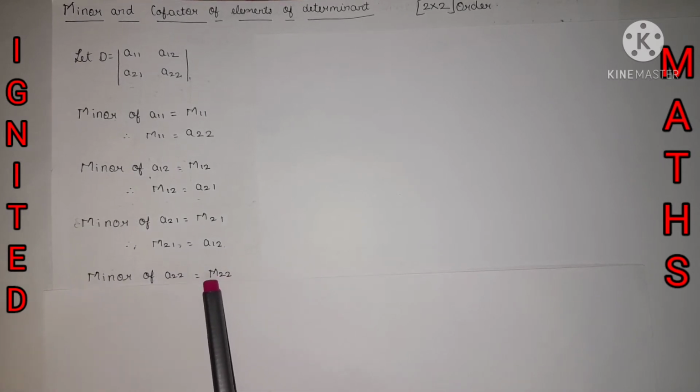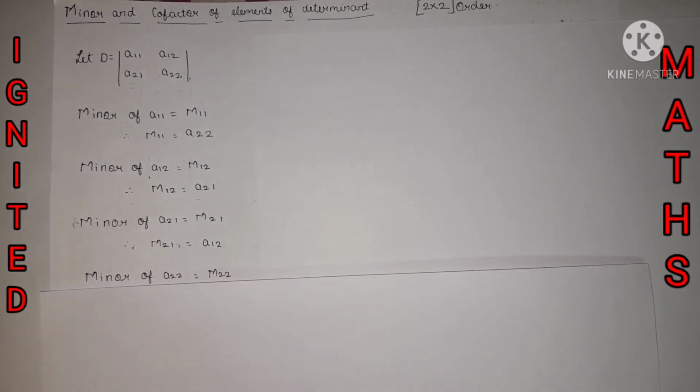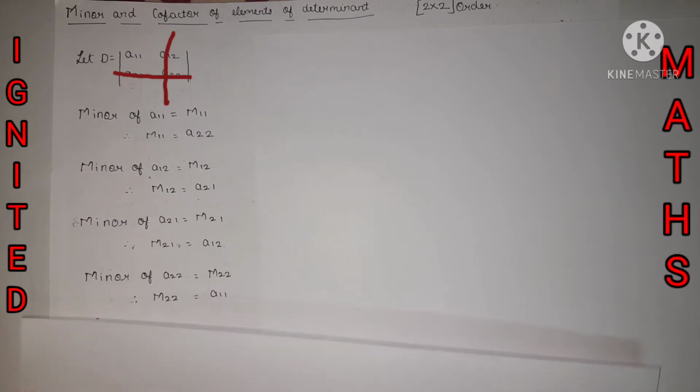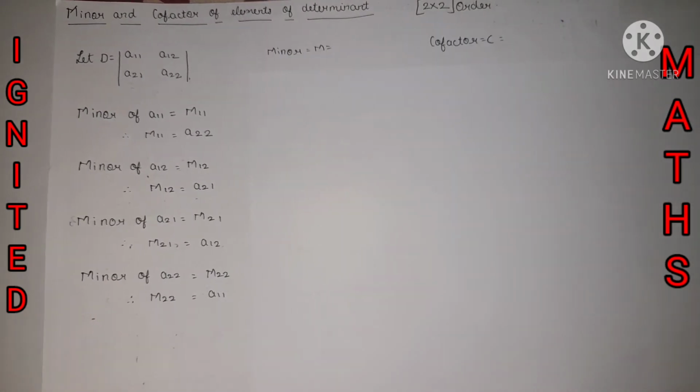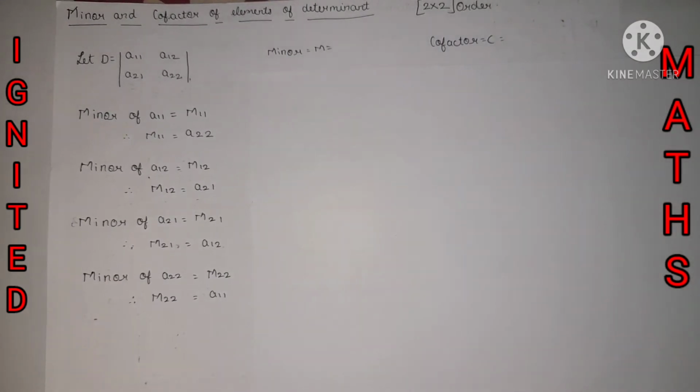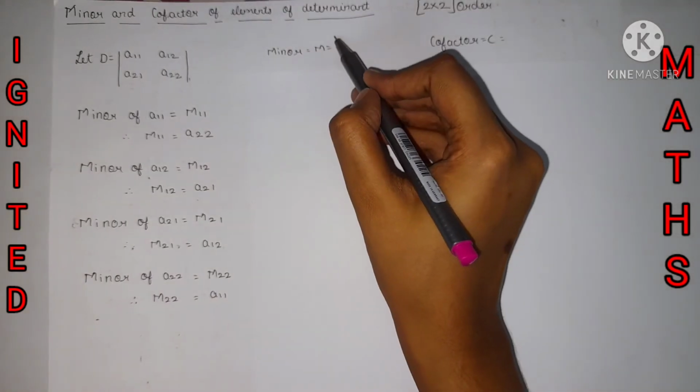Yes, so the minor of the second row and second column will be hidden. The leftover term remaining is M22, which is equal to the A11 element. We have found the minors of the 2 cross 2 order. Now let's represent it in determinant form also.